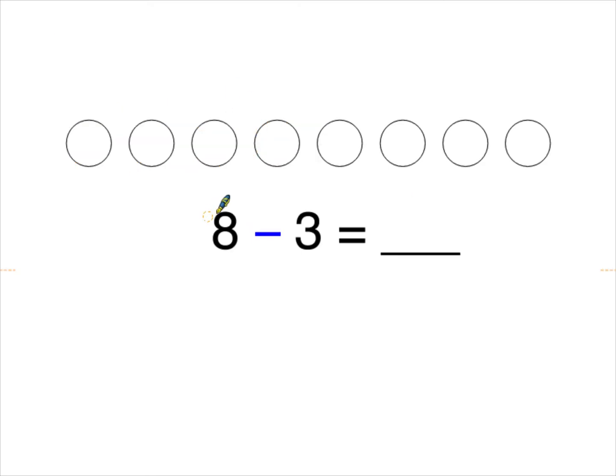Same thing. We start with 8. 1, 2, 3, 4, 5, 6, 7, 8. We're going to take away 3. I like to take it away from the end. It doesn't matter though, as long as they're all together. I started with 8. I took away 3. I have 1, 2, 3, 4, 5 left over. How many do we start with? How many do you take away? How many do you end up with?